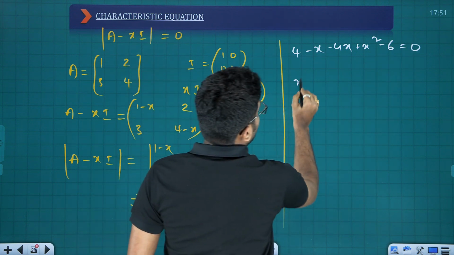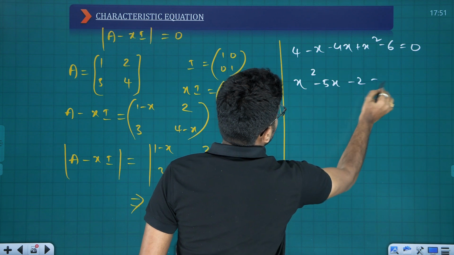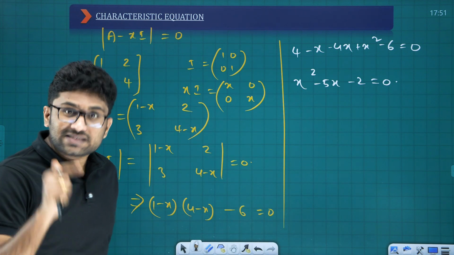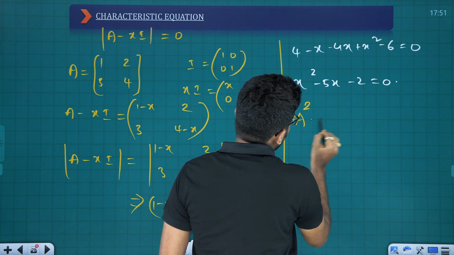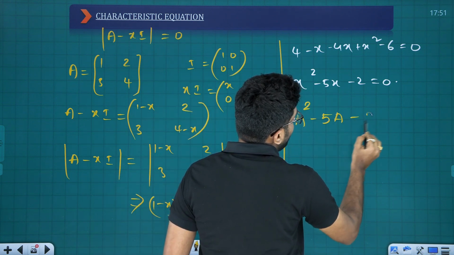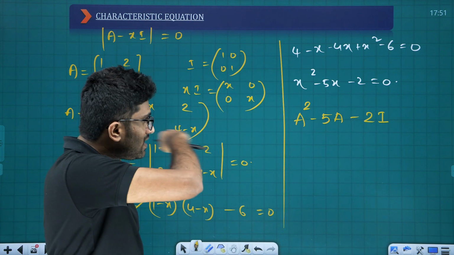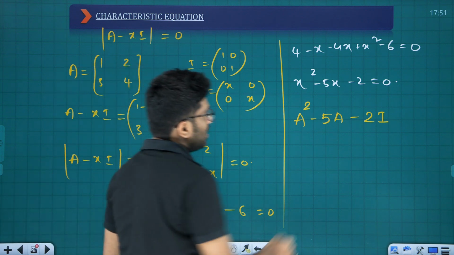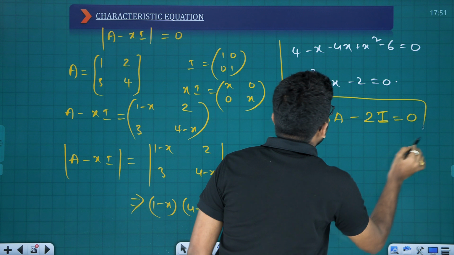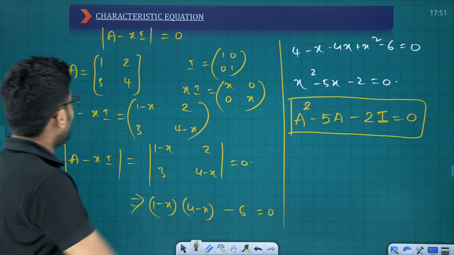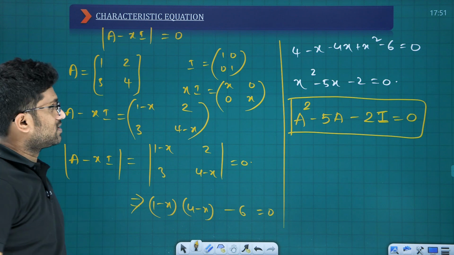So finally what do we get? x square minus 5x minus 2 is equal to 0. Now if we replace x with A, then we get A square minus 5 times A minus 2I. Why? To balance the equation, because it is a matrix equation. A square minus 5A minus 2I is equal to 0, which is said to be the characteristic equation of the given matrix. Okay.